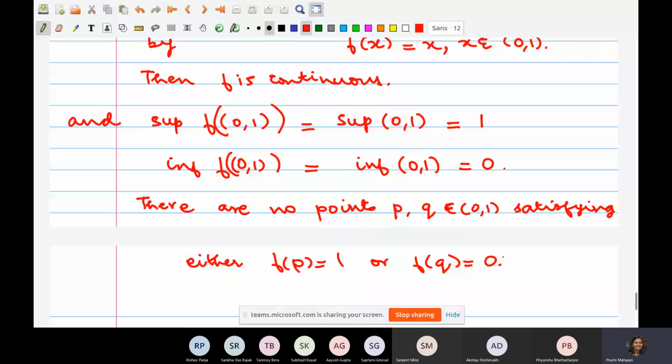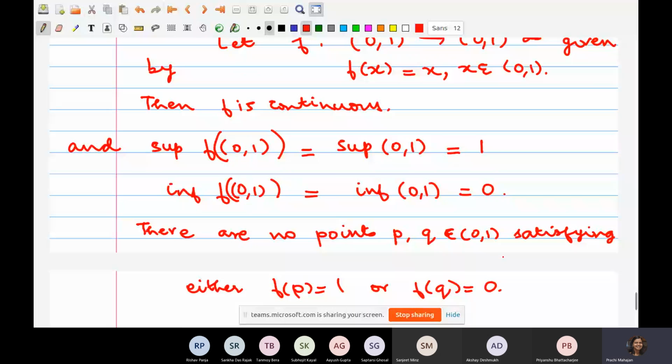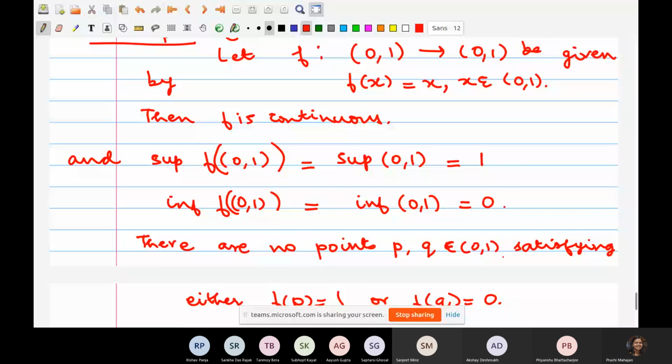So what is the issue here? What does our theorem say? Our theorem says that the supremum and infimum are always realized. So what is the issue here? Ma'am, X is not compact. X is not compact, yeah. So this example shows that the compactness of X is essential here as far as this theorem is concerned.